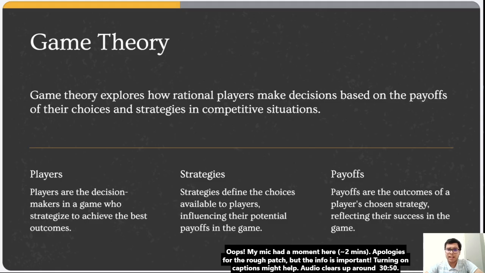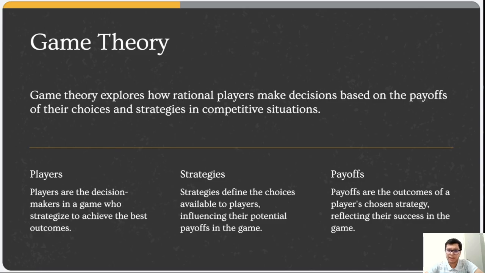As the slide states, game theory is essentially a mathematical framework for exploring how rational players make decisions. It basically analyzes their choices and strategies, always in the context of competitive situations, and how those choices lead to different payoffs or outcomes. Let's quickly break down the key elements that game theory considers. As you can see, there are three of them: players, strategies, and payoffs. Players are the decision makers, the doers of our game. Here in our context, there are two players. One is human and the other one is possibly AI.